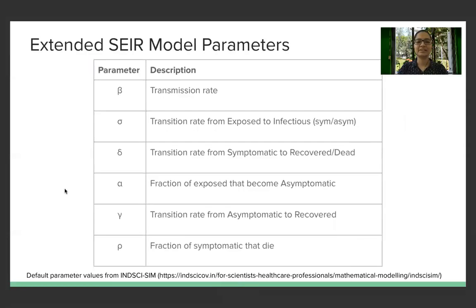Next, these are the different model parameters, things like the transmission rate, various transition rates from each of the states, and so on. And the default parameter values we have taken from IndiaSIM. And we are also in the process right now of learning these parameter values based on a variety of data sets which we have.